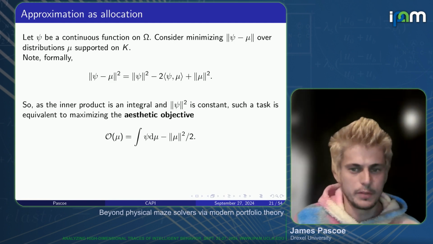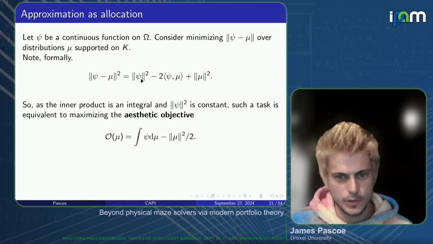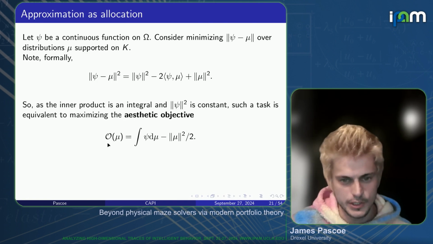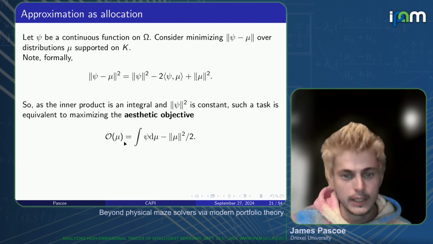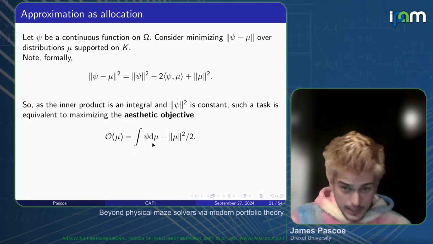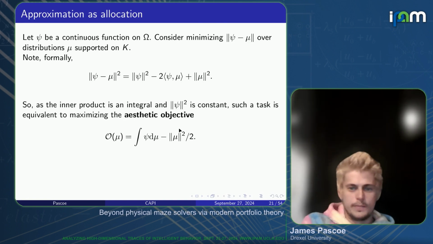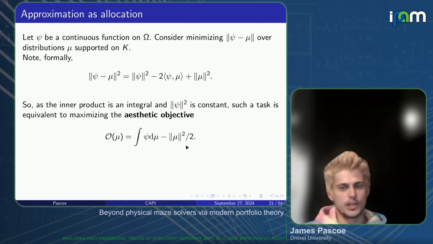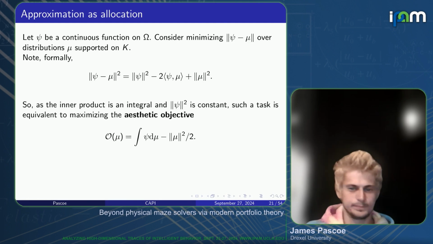But the point is that this norm of psi squared is constant, so I can turn it into something that we're going to call the aesthetic objective. If I have a distribution mu, I'm going to give it a score, which is the integral of psi d mu minus the norm of mu squared over 2. We should typically think about this as an expectation term, like an expected return, and this is some energy penalty for how risky everything was. And it's all meant to align with that geometric Brownian motion model from earlier.